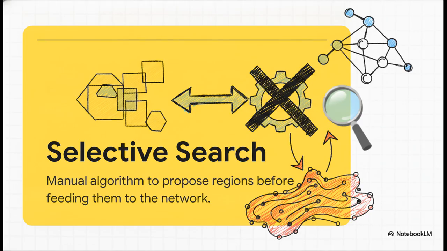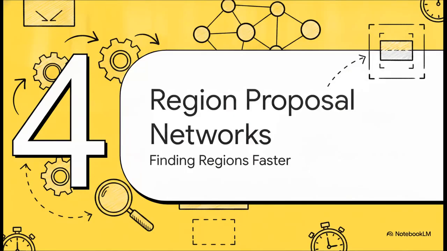It wasn't deep learning, it was really just an old-school algorithm kind of guessing where objects might be. So we desperately needed a system that could learn to find these objects entirely on its own, from end to end. Which brings us to Section 4, Region Proposal Networks, and finding regions faster.